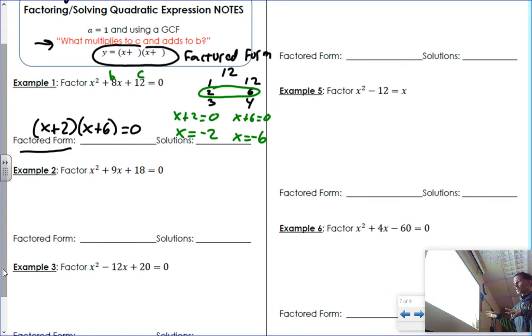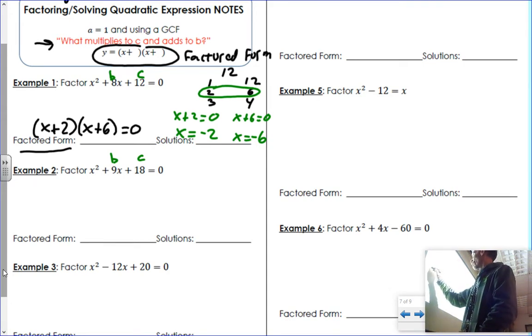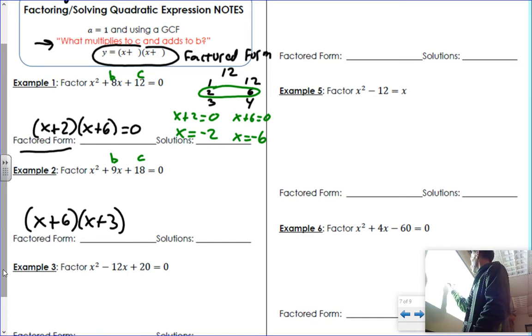How do you multiply to the C value and then combine those numbers adding-wise to get to the B value? So let's go and do example 2. There's my C, there's my B. So think to yourself, how would I multiply two numbers to get 18, but the same two numbers had to add to positive 9? Well, in this case, it would be 6 and 3. So my factored form would be x plus 6 and x plus 3 equals 0, because again, 6 times 3 is 18, and 6 plus 3 is 9.